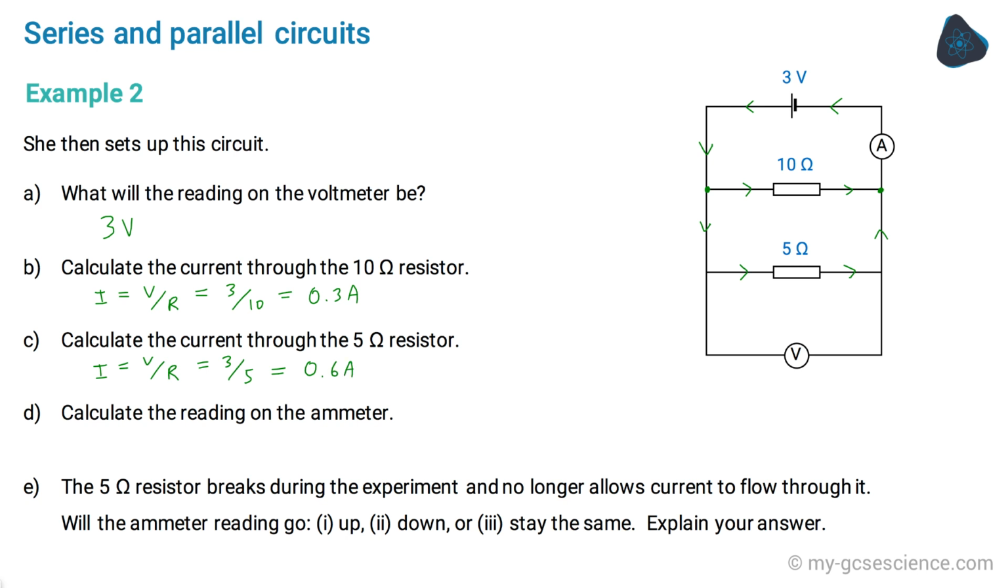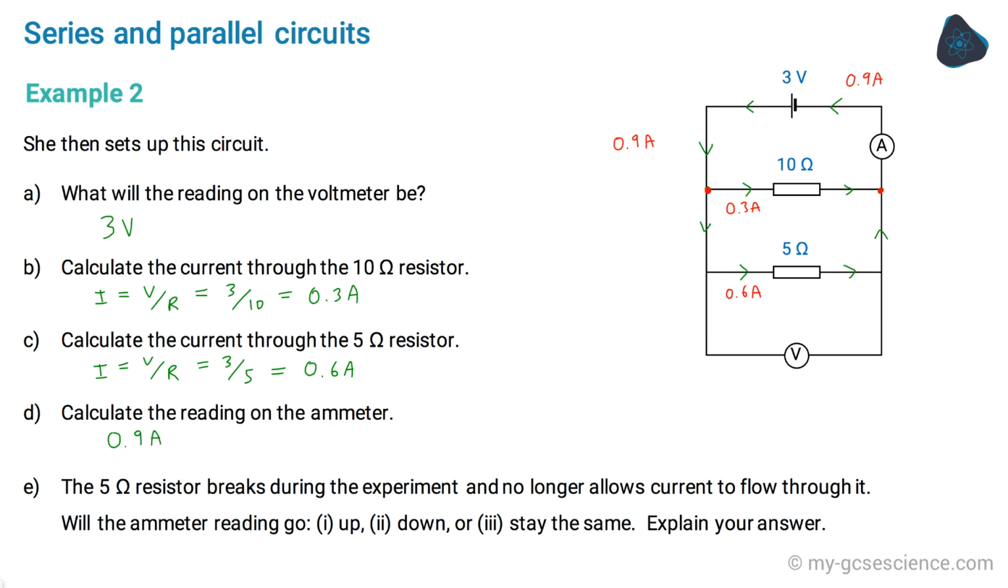To help us answer part D, we can annotate our previous 2 answers onto the diagram. So the current here is 0.3 amps, and here it's 0.6 amps. Thinking back to how current behaves in a parallel circuit, what this means is that the total current entering this point in the circuit must be 0.9 amps. When the 0.3 and 0.6 amp currents rejoin again at this point, the total current will of course again be 0.9 amps. So the reading on the ammeter is 0.9 amps.